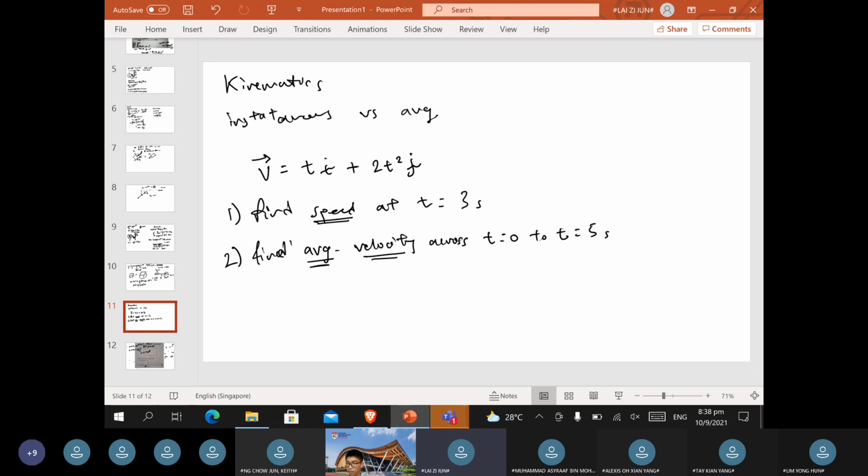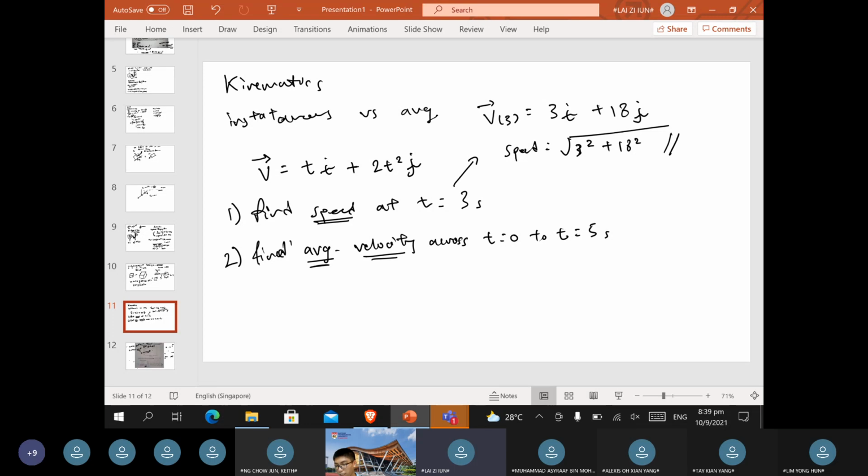Okay, so let's run through the two questions. The first one, they asked us to find speed at t equals 3 seconds. This is very easy, right? At time t equals 3, we just sub that in. The velocity is going to be 3i plus 2 times 9, 18j, right? And we know that speed is not a vector, it's just a magnitude. So our speed is just the magnitude of this vector. Now, the second one is a bit more tricky.